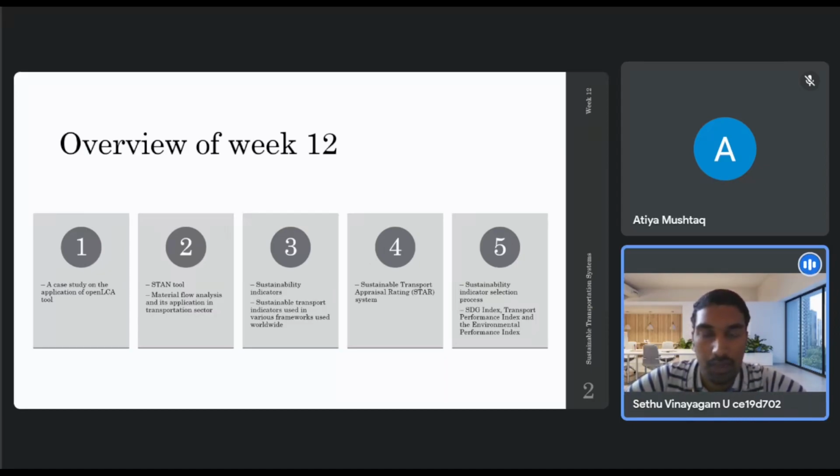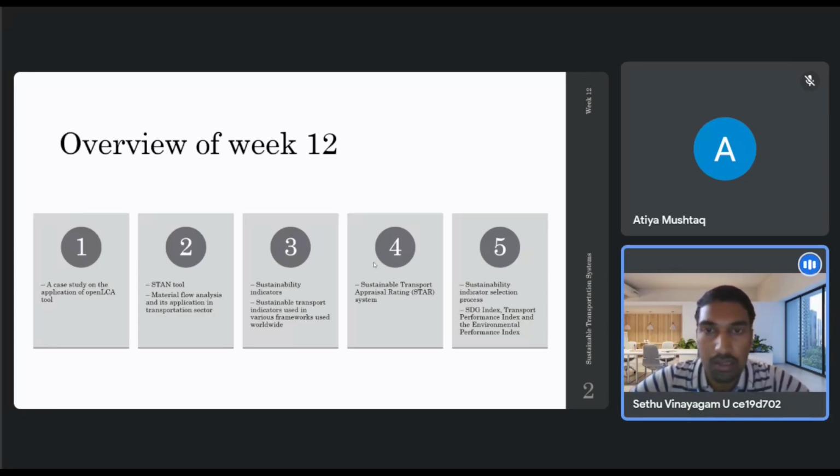So we have looked at a variety of indicators, but how do we actually use them to measure sustainability? That was the focus of this lecture. Here we were looking at how to select a suitable indicator. The selection process was discussed, and then different indices like the SDG, the Transport Performance Index, and the Environmental Performance Index. Those were discussed in the final lecture.